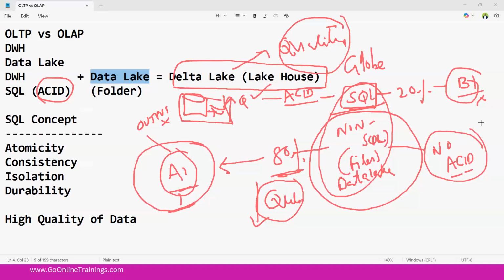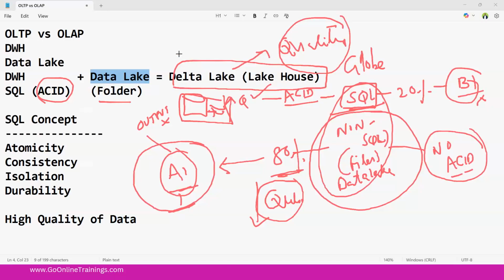Remember this. People will ask you this question many times. Why is Delta Lake more important? What is the problem of a data lake? What is a data lake, right? Why do people have to think about this? Because of quality, because the ACID property is not there.